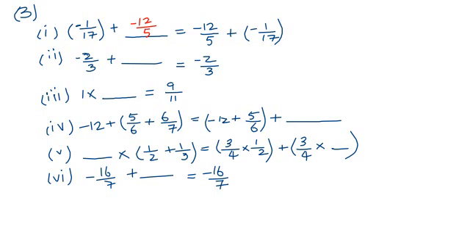Okay, and here 1 by 3. And next one is a 0. So these are the answers for that. Clear now, all of you? So these are the answers, and now we'll go for the next page.